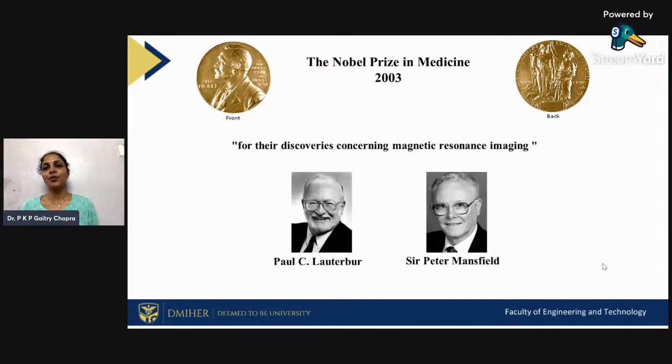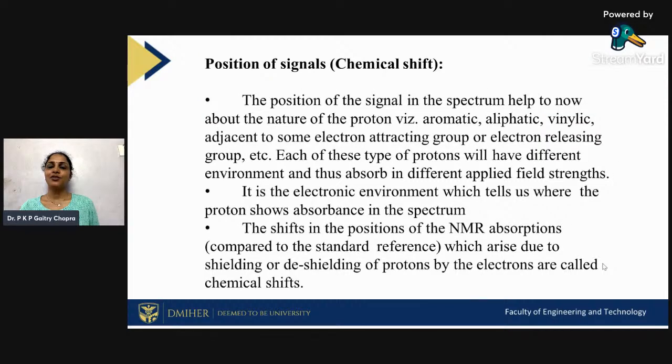Next. Again, we have one more Nobel Prize in 2003. This was given in medicine to these two scientists, Paul Lauterbur and Sir Peter Mansfield, for their discoveries concerning magnetic resonance imaging, the MRI images that we see. These are the two people who have contributed a lot towards MRI in the field of medicine. Next. So this is all possible with the developments in NMR spectroscopy.